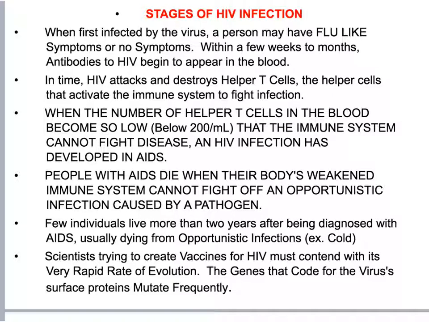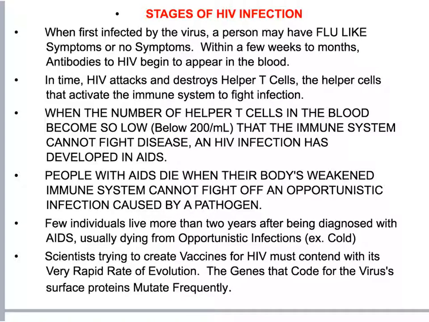When first infected by the virus, a person may have flu-like symptoms or no symptoms at all. Within a few weeks to months, antibodies to HIV begin to appear in the blood. In that time, HIV will be attacking and destroying the helper T cells. The helper T cells are the specific cell that activate the immune system to fight an infection. When the number of helper T cells in the blood becomes so low, below 200 per milliliter, that the immune system cannot fight disease, the individual has now begun to develop AIDS.